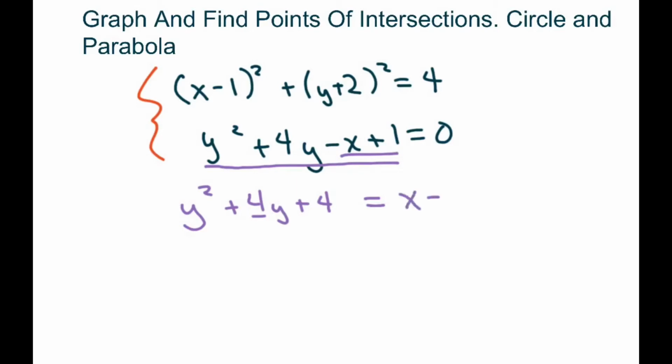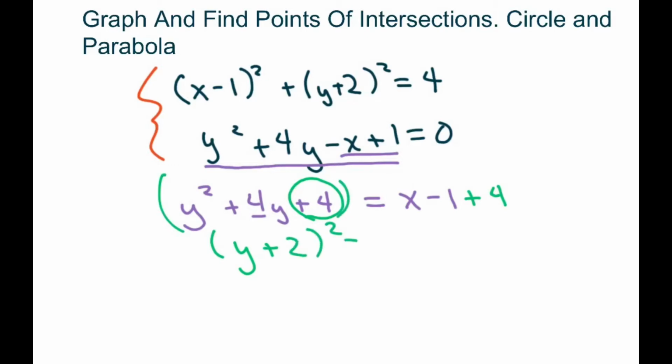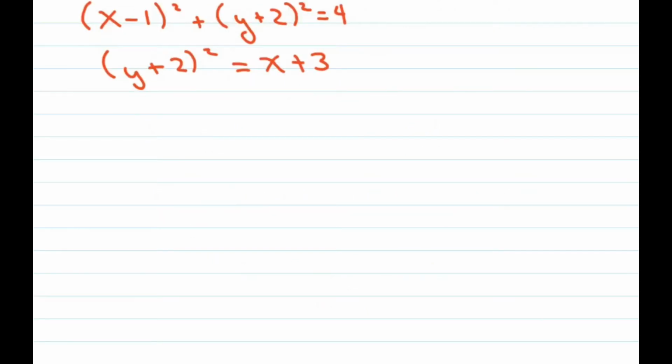And it's going to be x minus 1. Since we added this 4, we're going to add 4 here. So we're going to get, when you condense this side, you're going to get y plus half of 4. This is a perfect square trinomial. 2 squared equals x plus 3. That just means the vertex is going to be negative 3 comma negative 2. And then what we're going to do is use our points of intersection to help graph these both on the same graph. All right, so here we go.